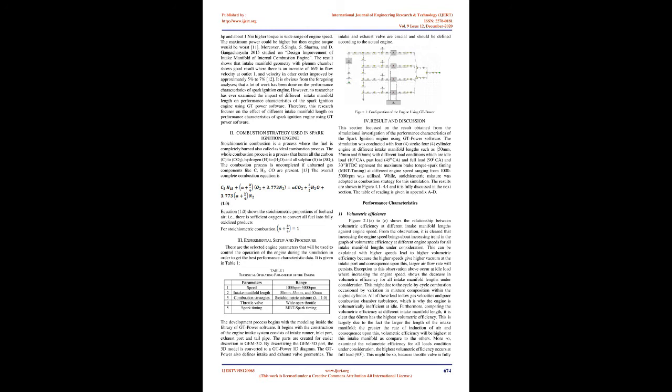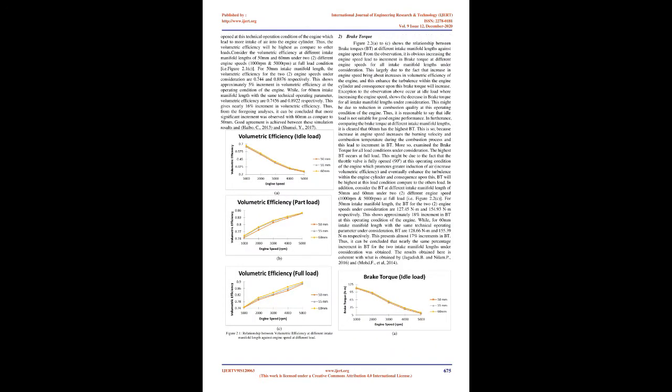The development process begins with the modeling inside the library of GT Power software. It begins with the construction of the engine intake system, which consists of intake runner, inlet port, exhaust port, and tailpipe. The parts are created for easier discretization in GEM 3D. By discretizing the GEM 3D part, the 3D model is converted to a GT Power 1D diagram. The GT Power also defines intake and exhaust valve geometries. The intake and exhaust valves are crucial and should be defined according to the actual engine. Figure 1, configuration of the engine using GT Power.